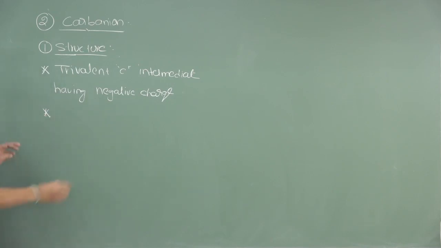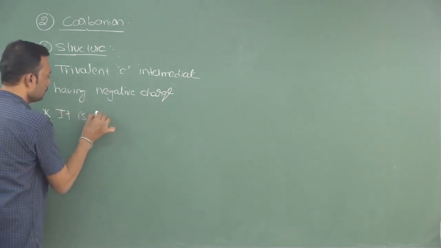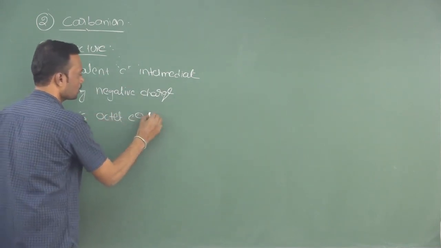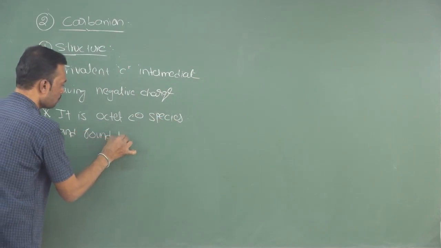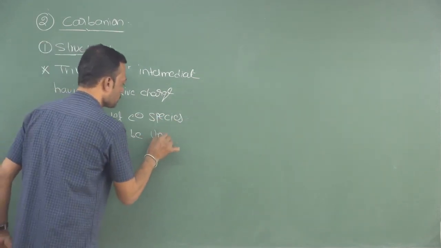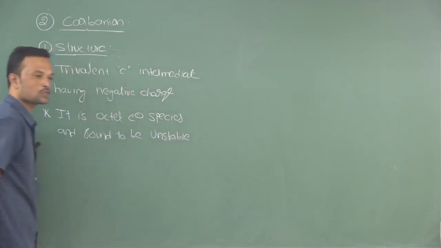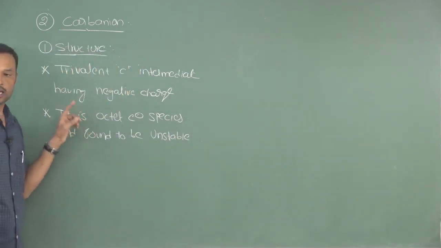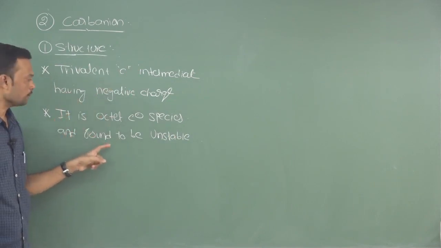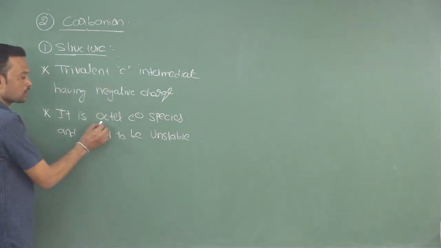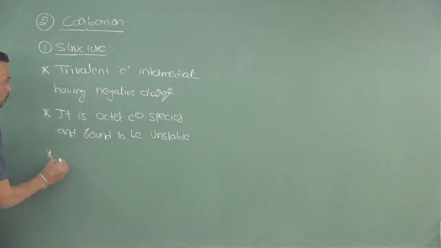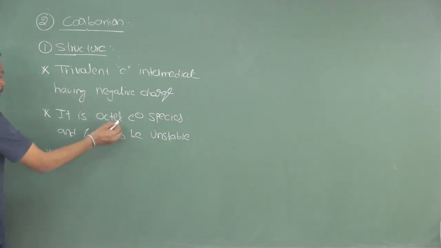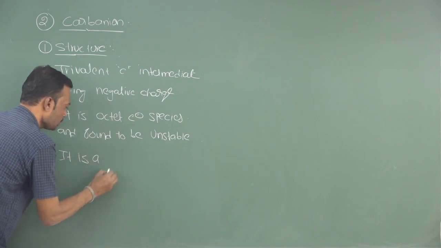Now, how many bonds are present? 3 bonds and 1 negative charge. So indirectly I am saying that it is an octet electronic species and found to be unstable. Even though they have 8 electrons, it is unstable because the lone pair does not actually belong to carbon, it belongs to another species. So it gains 1 extra electron and attains an octet, but it is found to be unstable.